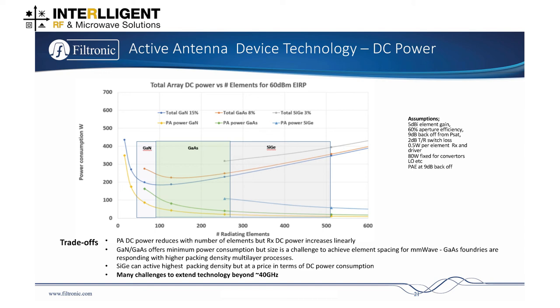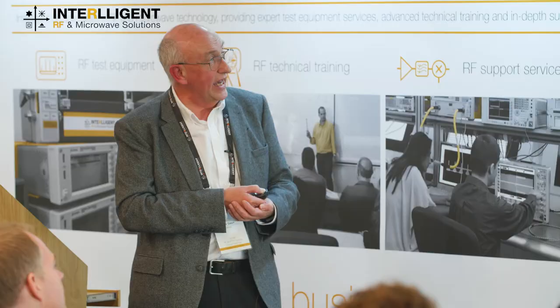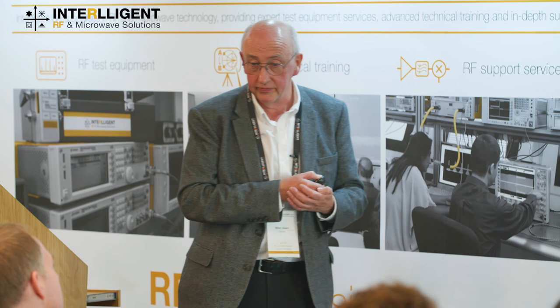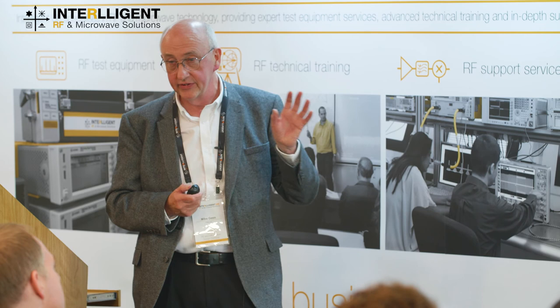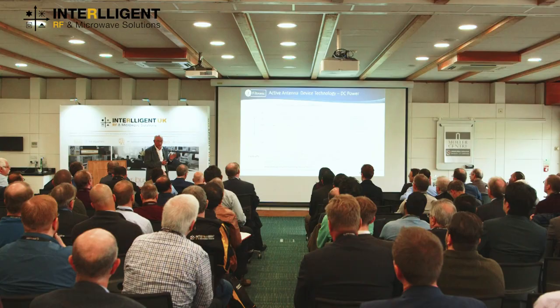Power consumption decreases simply on the transmit side as the number of elements increases. But bear in mind that each of those elements has a receiver behind it, and therefore that's a fixed amount of power. So when you do the sums, as you increase the number of elements, the power consumption increases. So GaN and gallium arsenide seem to be the technology that would give the optimum efficiency versus the number of elements. But then again, the trade-off is in terms of element spacing. So from what we've heard this morning about different means of doing steerable antennas, that's one of the challenges that maybe can be addressed from that.